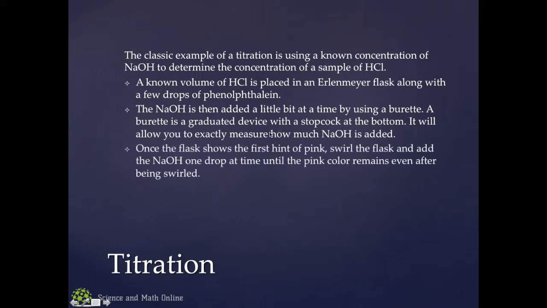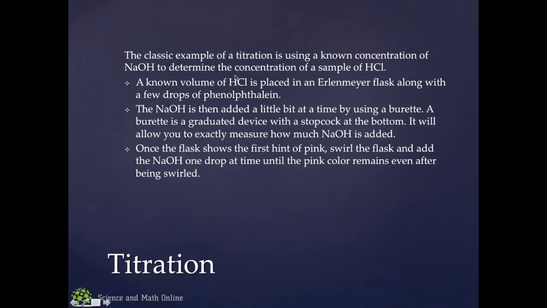And then we're going to add it slowly. And then once we get that first hint of pink, we start slowing down. We do 1 drop at a time, swirl it, and if it remains pink, we're done. And we want a nice light shade of pink. If it goes too dark, you've added too much. And then we measure the final volume in the burette.